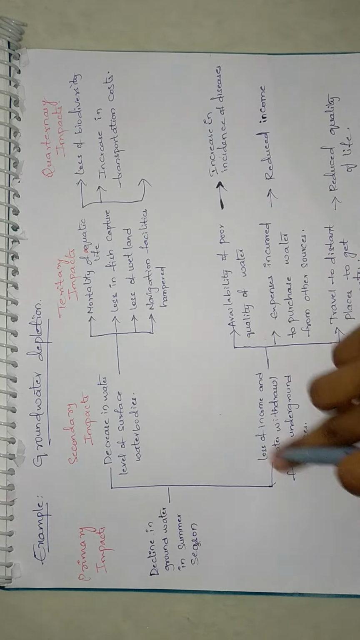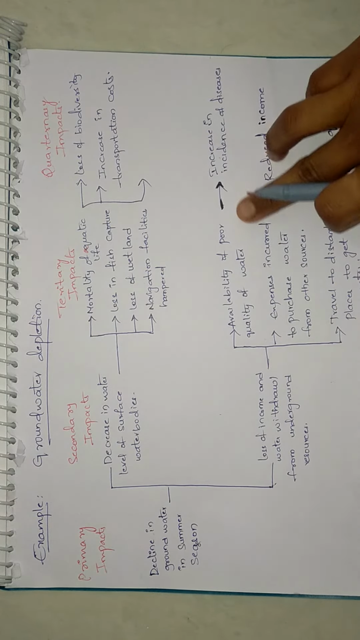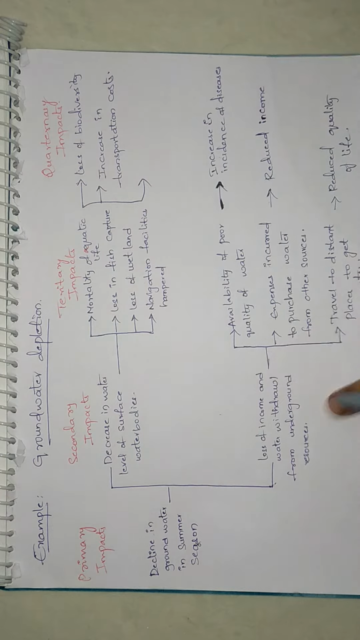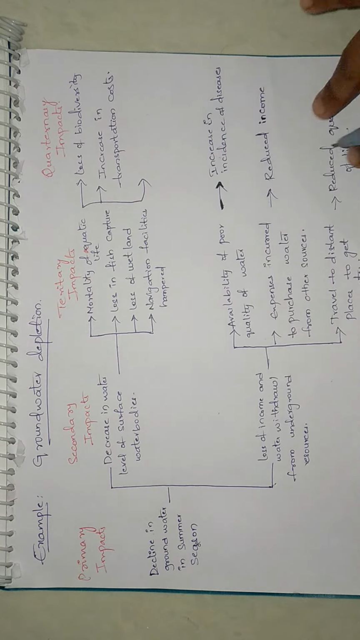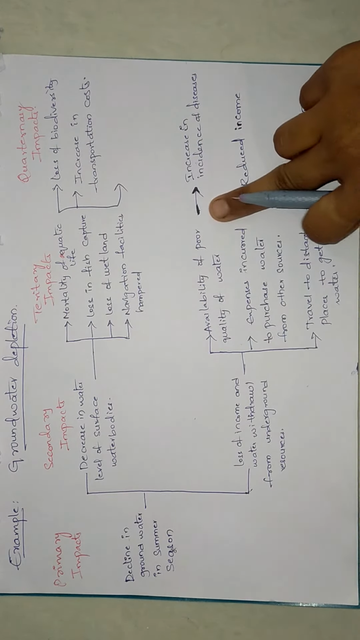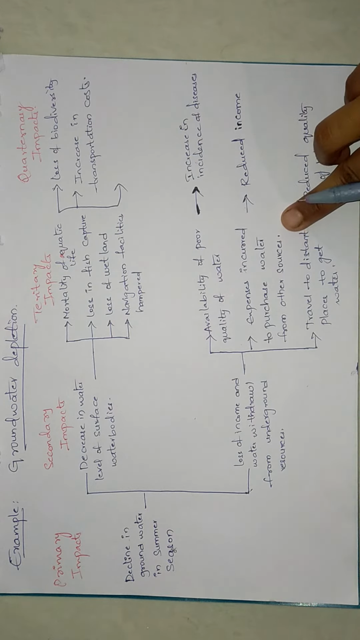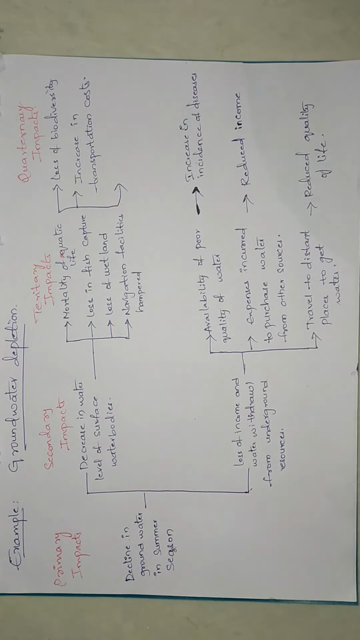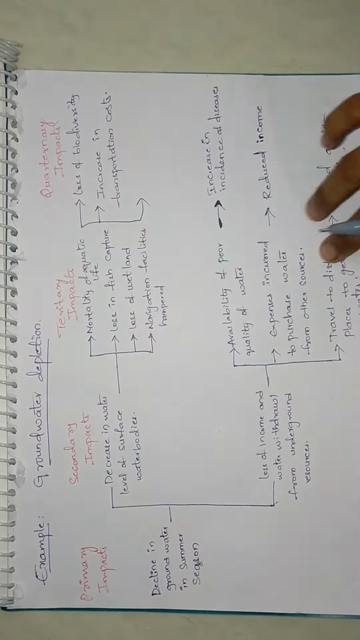And because of this, what happens with loss of income? Poor quality of water. They're not getting income, so obviously they'll go for cheaper quality of water next time. That will cause poor quality of water, and expenses will increase again to purchase water from other sources, and to get the water we have to travel to other places again. So all these are tertiary impacts.